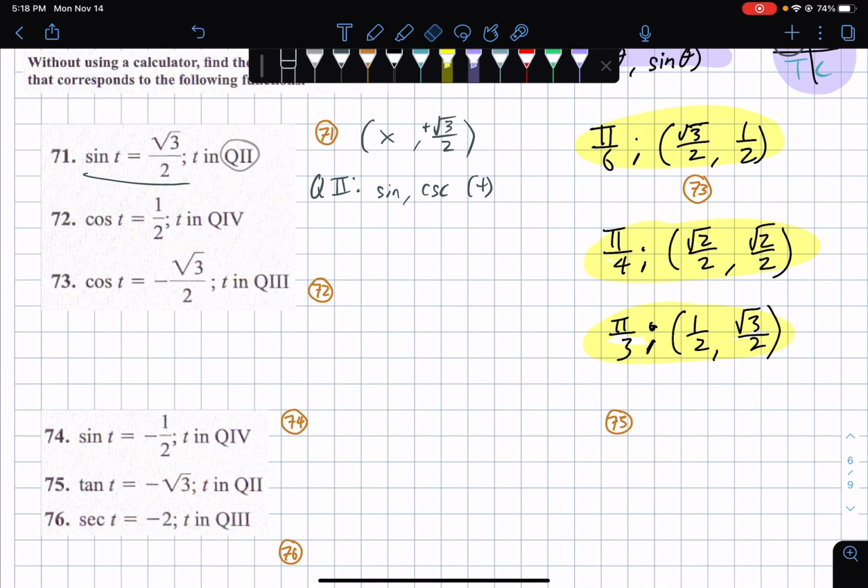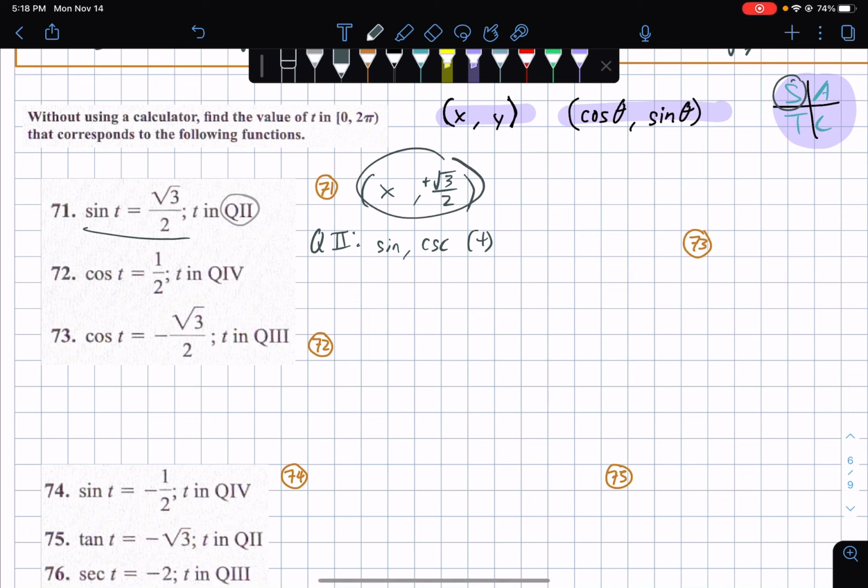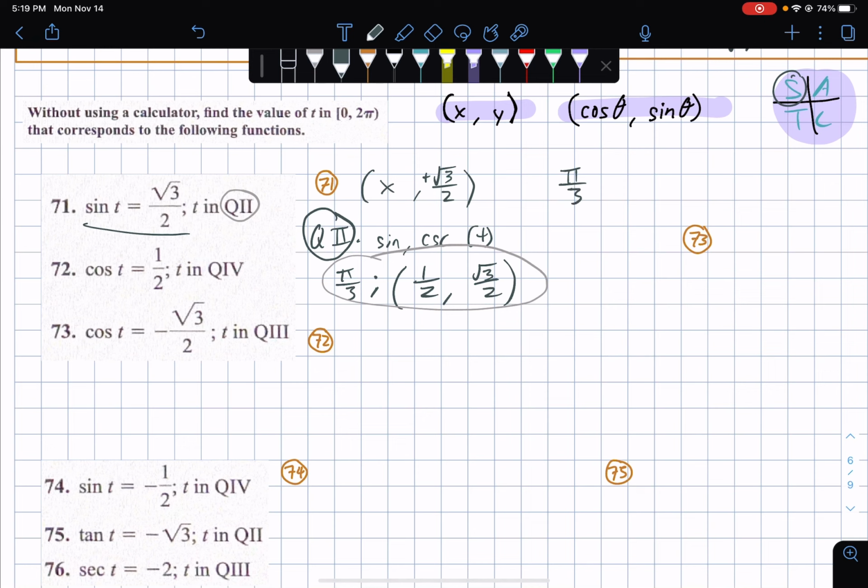So right now we know that because the y value is square root of 3 over 2 and the x is unknown, we could say that this is pi over 3. So the missing value is 1/2. Before I deleted what I annotated earlier, I hope you've taken note of it. So this is pi over 3 in quadrant 1. But because our number 71 is situated in quadrant 2, the pi over 3 in quadrant 2 is 2 pi over 3.